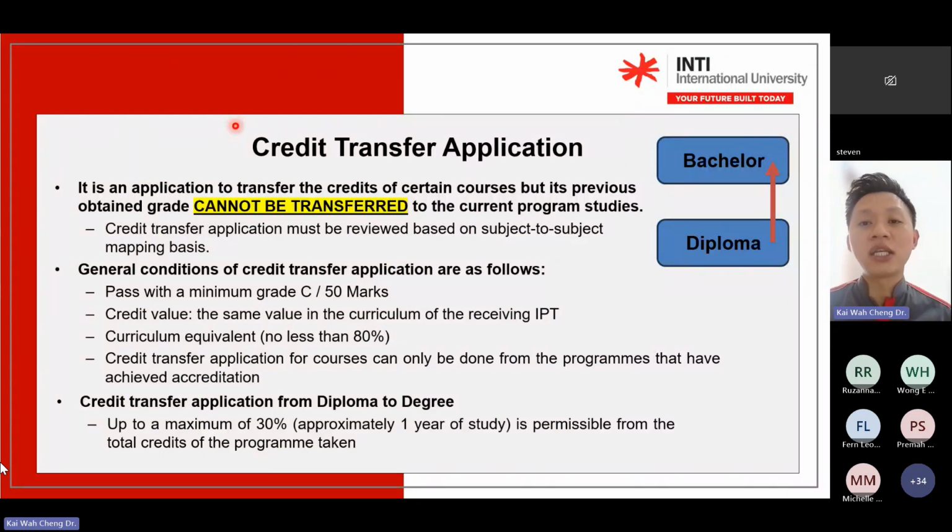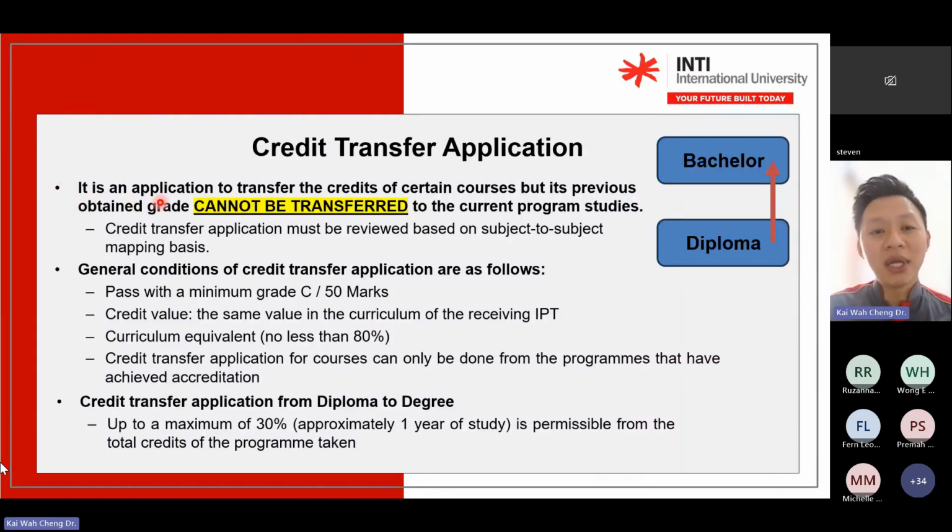Credit transfer applications. I believe all of you are very interested in this section. So now let's understand the procedure of credit transfer applications. This application is applicable for those who were diploma students. Credit transfer application is not applicable for STPM students or international school students. This is applicable for those who already completed their diploma studies and now further study to the bachelor degree level. All right.